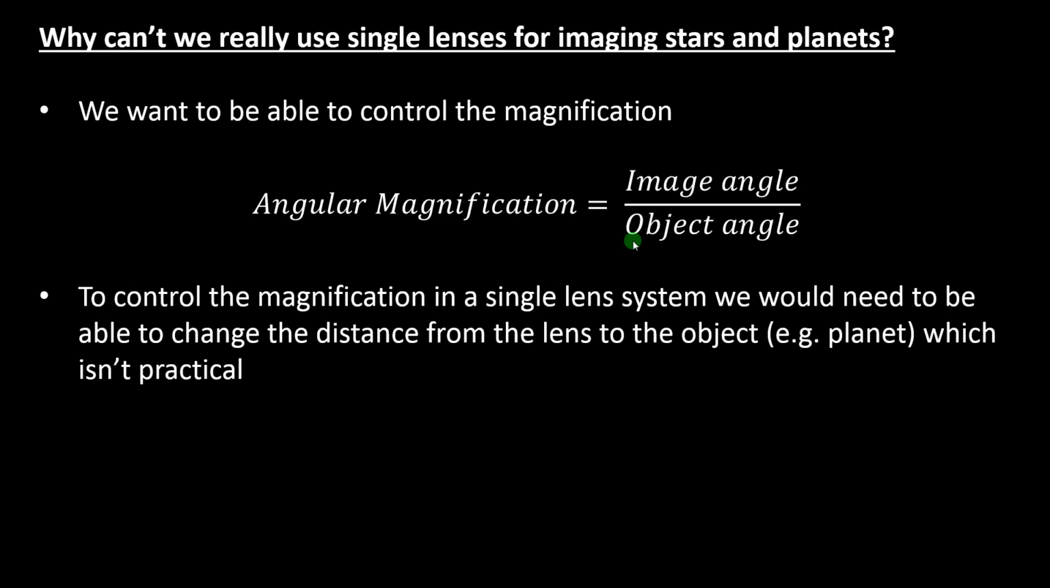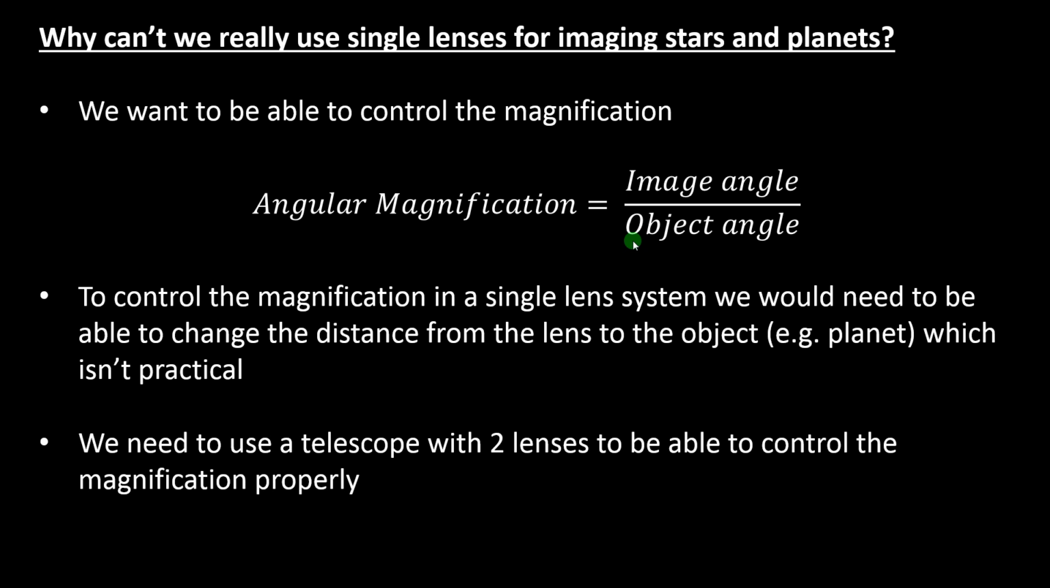We can't control that magnification in a single lens system. We'd need to be able to do things like change the distance from the lens to the object by a great deal, right? Because what matters is how close the object is compared to the focal length. We can do that a little bit by moving our lens around relative to our eye, but we haven't got full control, okay? So it's not practical to do it that way. Okay, so what we do is we make a system with two lenses, which we call a telescope, which means that we can properly control the magnification, and that therefore makes a much more useful tool for observing things in the night sky. And in a separate video we're going to deal with how telescopes work.